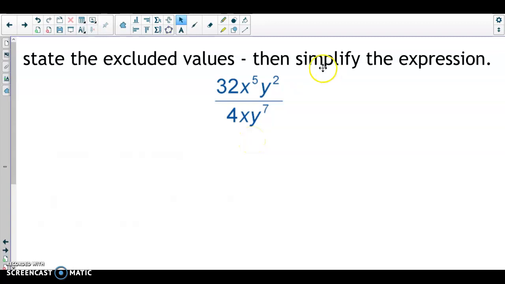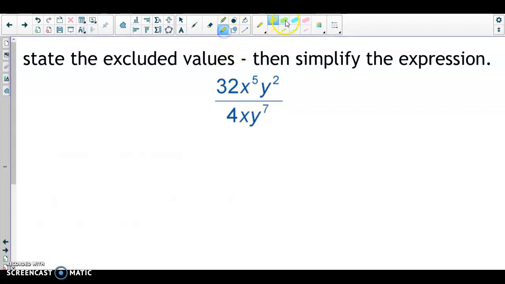The part that I want to focus in on today is simplifying the expression. This expression has three pieces that we're going to have to simplify. We have a set of coefficients that we're going to try and reduce, like a fraction. We have two x terms, so we're going to have to subtract their exponents to simplify, and two y terms that we're going to have to subtract exponents to simplify. So let's go through and do that together.